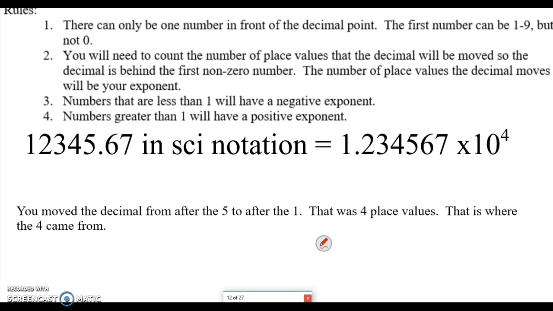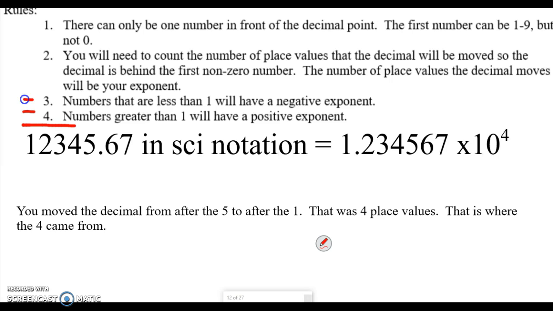So the rules for scientific notation, you should definitely look these over and look at them as I am going through them. The first one is there can only be one number in front of the decimal point, and that number must be a 1 through 9. In other words, not a 0. Number 2, you need to count the number of place values that the decimal has to move to get behind that first number, and that's going to be your exponent. Number 3, numbers that are less than 1 are going to have a negative exponent, and number 4, numbers that are greater than 1 have a positive exponent.